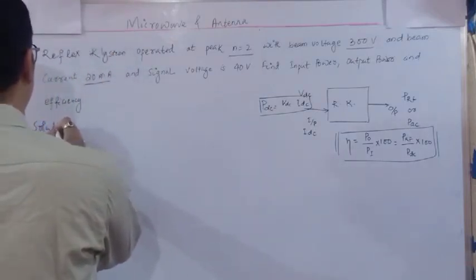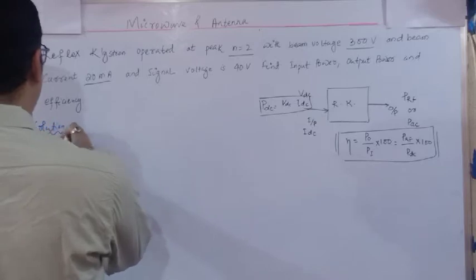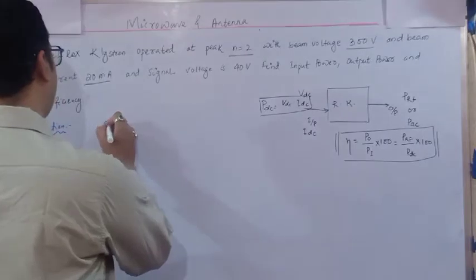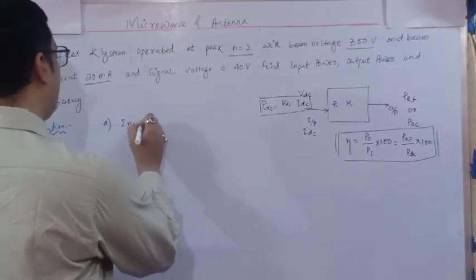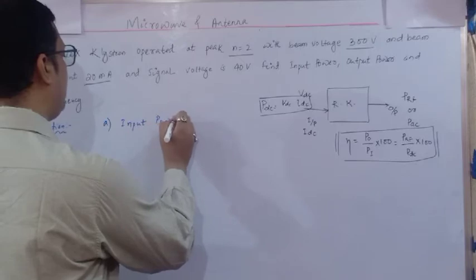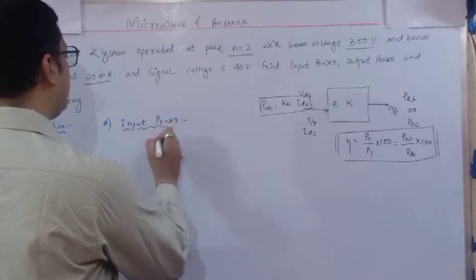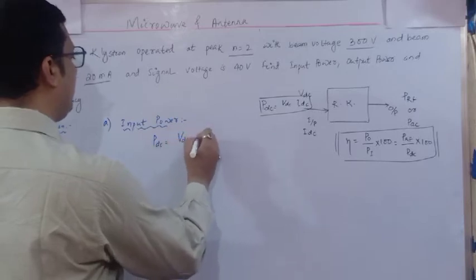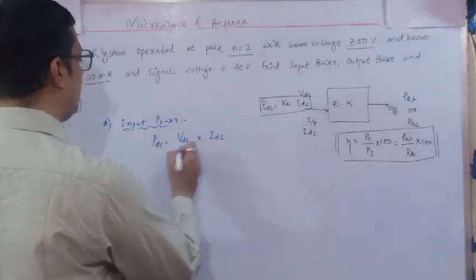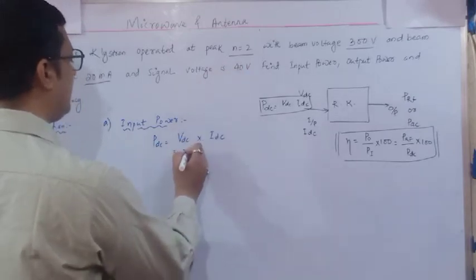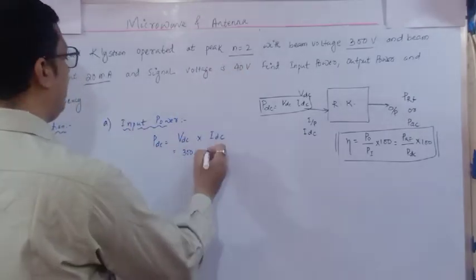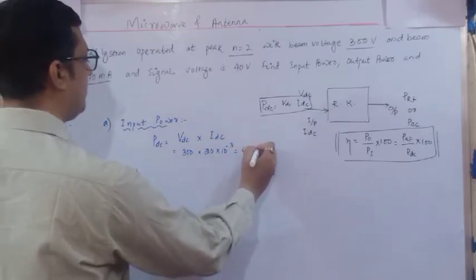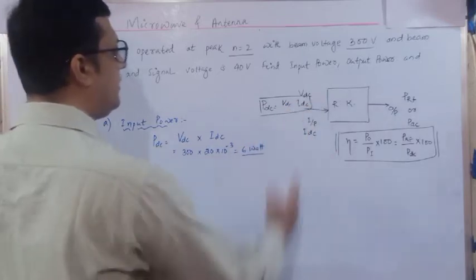So this is the solution. First I need to calculate the input power. Part A, input power. The input power to the reflex klystron depends upon P DC, which equals DC beam voltage times DC beam current. The DC beam voltage is 300 and the DC beam current is 20 milliampere. So that means about 6 watt of power is given to this reflex klystron.